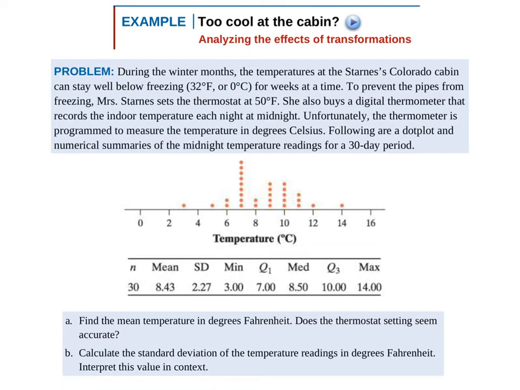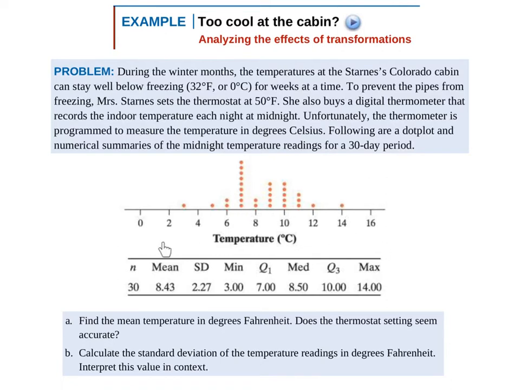Unfortunately, alas, the thermometer is programmed to measure the temperature in degrees Celsius. Oh no, first world problems. Following are a dot plot and numerical summaries for the midnight temperature readings for that 30-day period, again in Celsius. So here's our dot plot. Looks like it sinks down to about 3 degrees Celsius and up to 14. A lot of 7 degrees Celsius nights there, and some at 9 and 10.